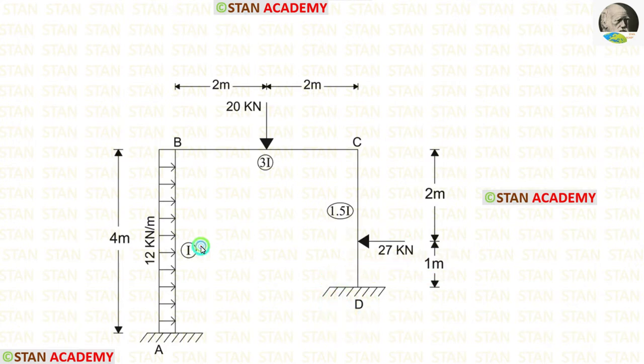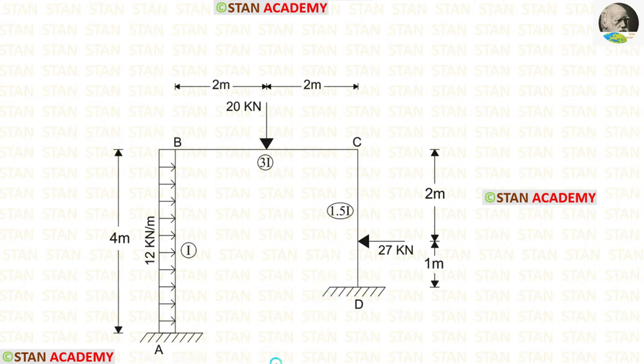The moment of inertia for the span AB is I, for the span BC is 3I, and for the span CD is 1.5I. Length of the column AB is 4 meter. Length of the beam BC is 4 meter. Length of the column CD is 3 meter. At the points A and D, there are fixed supports.